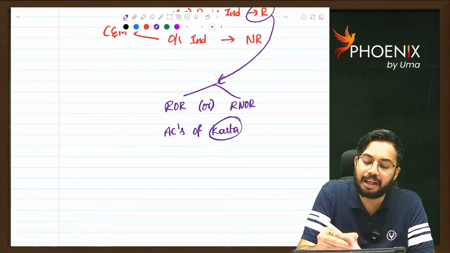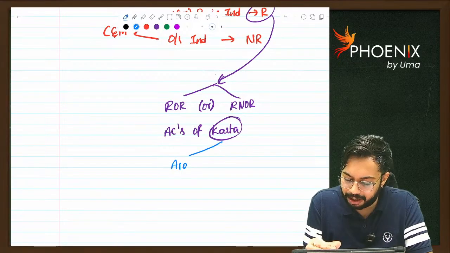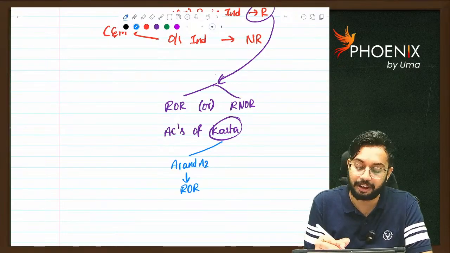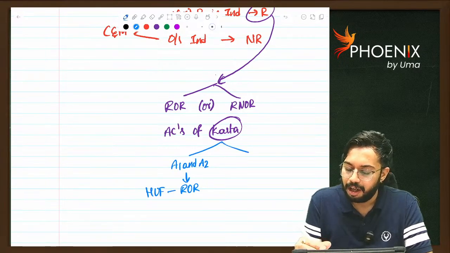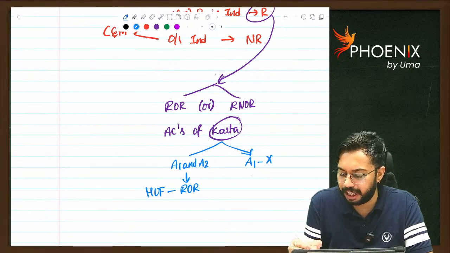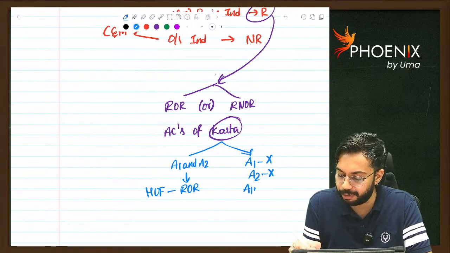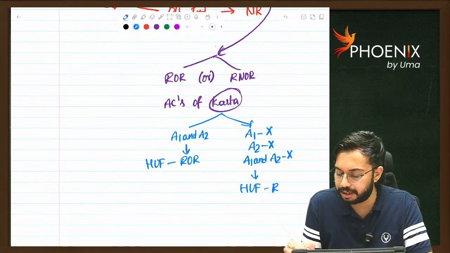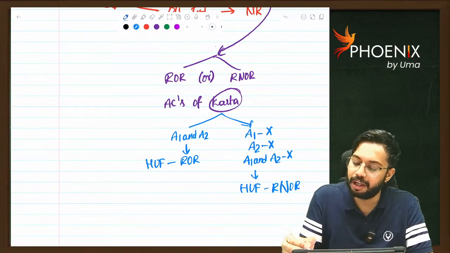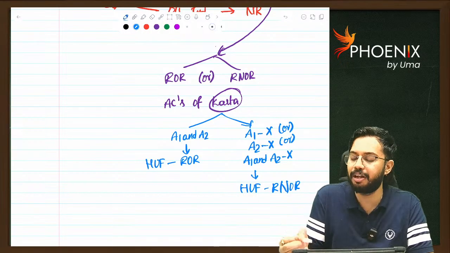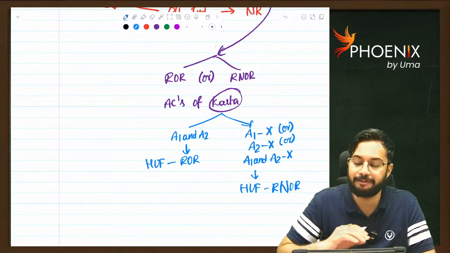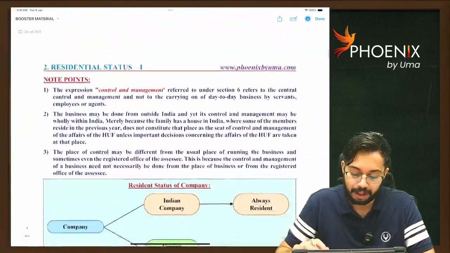If Karta satisfies both A1 and A2, the HUF becomes ROR. If Karta does not satisfy A1, or does not satisfy A2, or does not satisfy both A1 and A2, then the HUF becomes RNOR. Are you able to understand? Next.